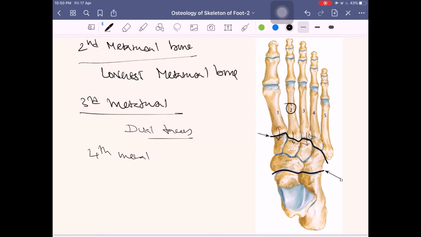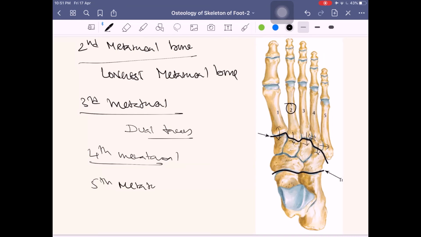Then the fourth metatarsal. Here also, if you see, the fourth has one at the base, one on the medial side, and one on the lateral side. So it also has more than 2.